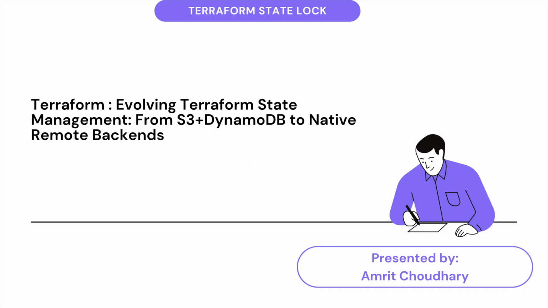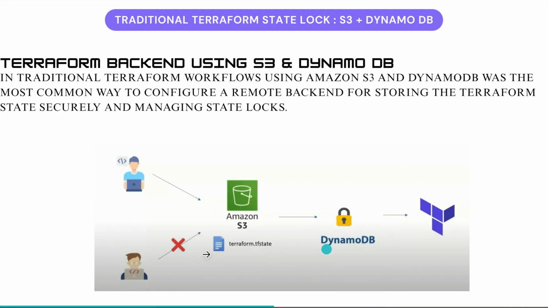So today we'll be understanding how the evolution of Terraform state files has moved from S3 plus DynamoDB to support native S3 or native remote backends. Let's get started. So this is the traditional architecture which Terraform open source used to follow, where the state files for Terraform or infrastructure as code were stored in an S3 bucket in case of AWS cloud and blob in case of Azure, and similarly for other clouds.